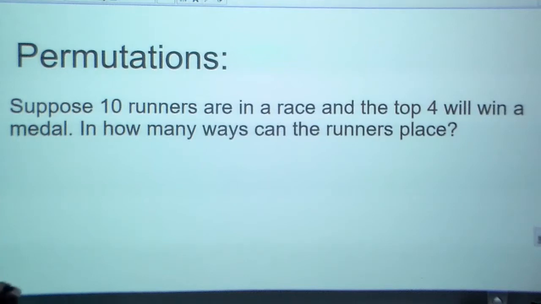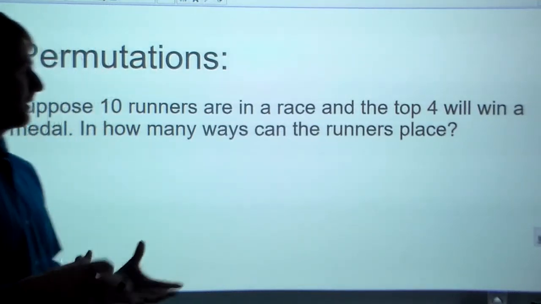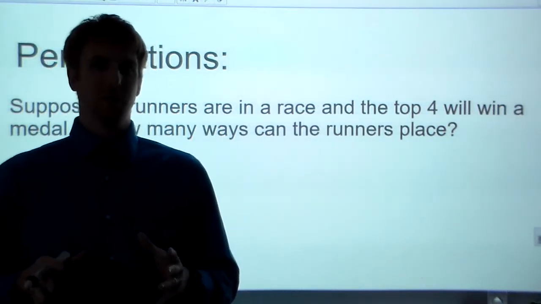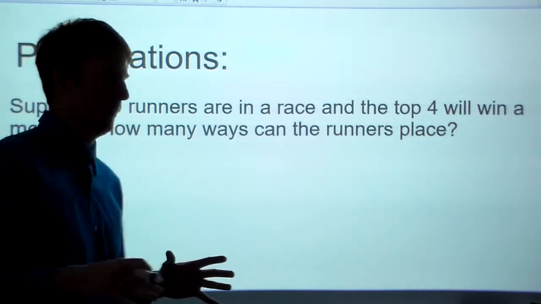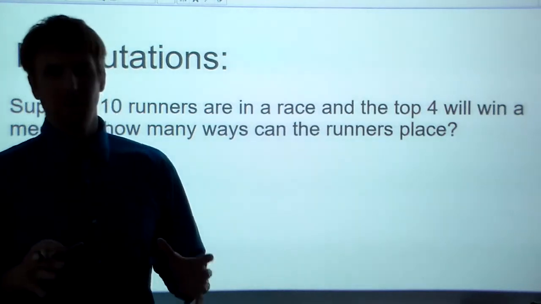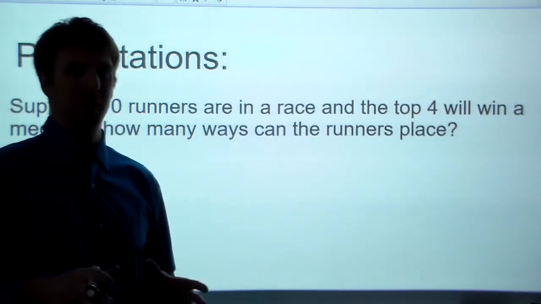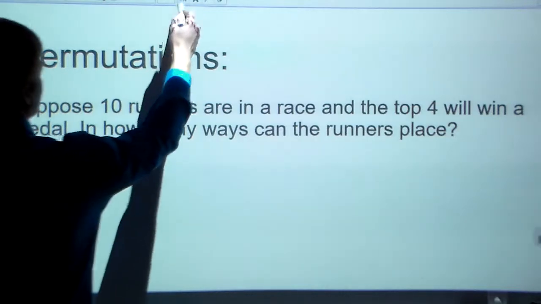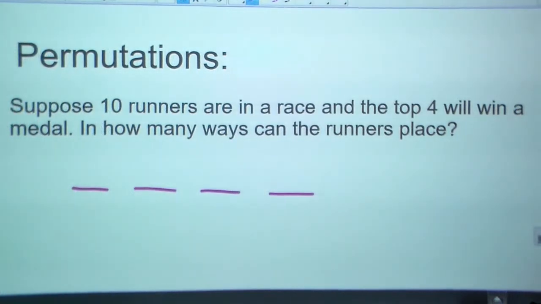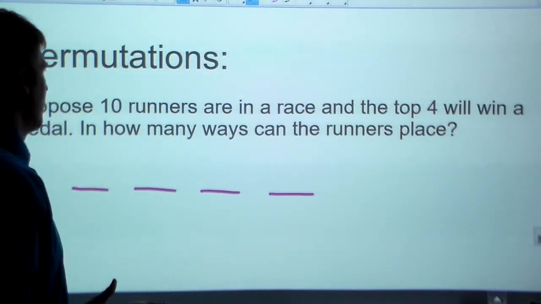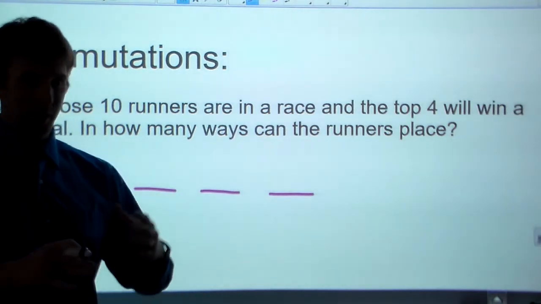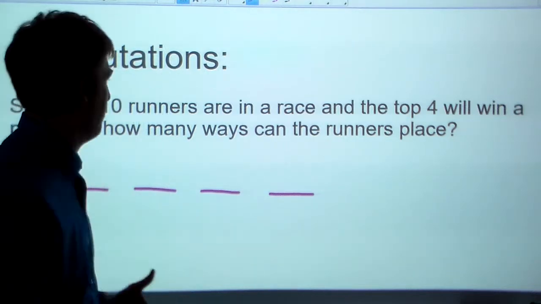All right, a permutation. Let's suppose we've got 10 runners in a race and the top 4 are going to get a medal. All right, and I'm talking 4 different medals: gold, silver, bronze, and I don't know, participation trophy. So order matters. They want whoever comes in first to get that first place medal. Order matters. So let's think about how this could go down. There are 4 positions: first, second, third, and fourth place. And we can certainly do a tree diagram, but I'm going to try to simplify it into a math problem and avoid all that drawing because that's going to get pretty bulky.